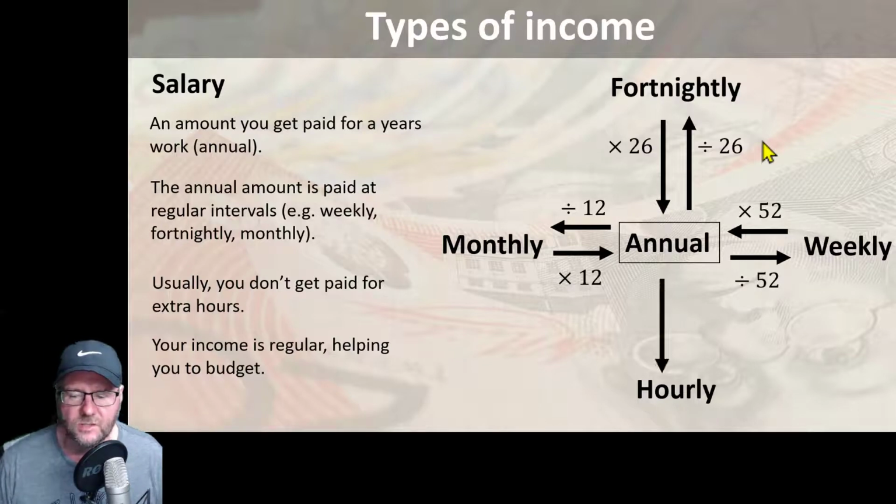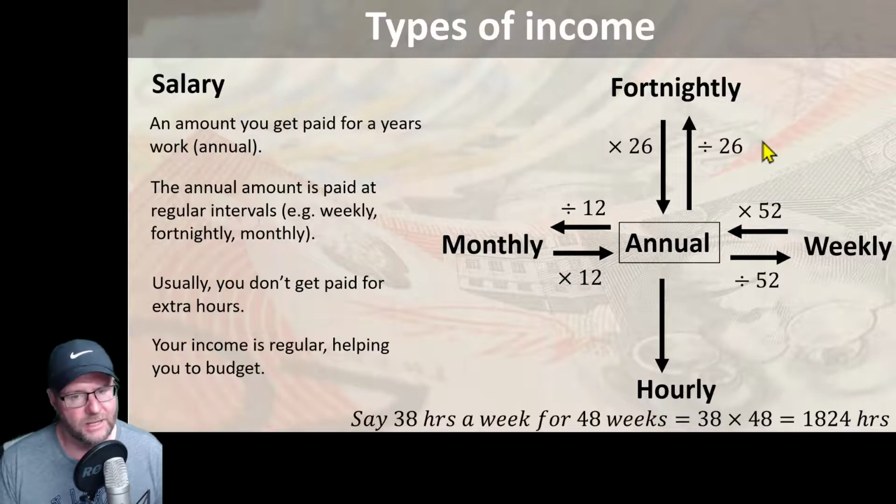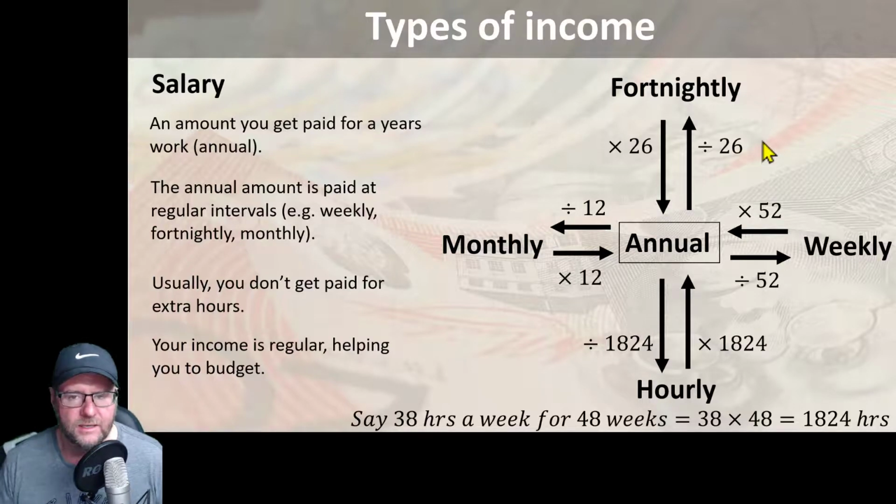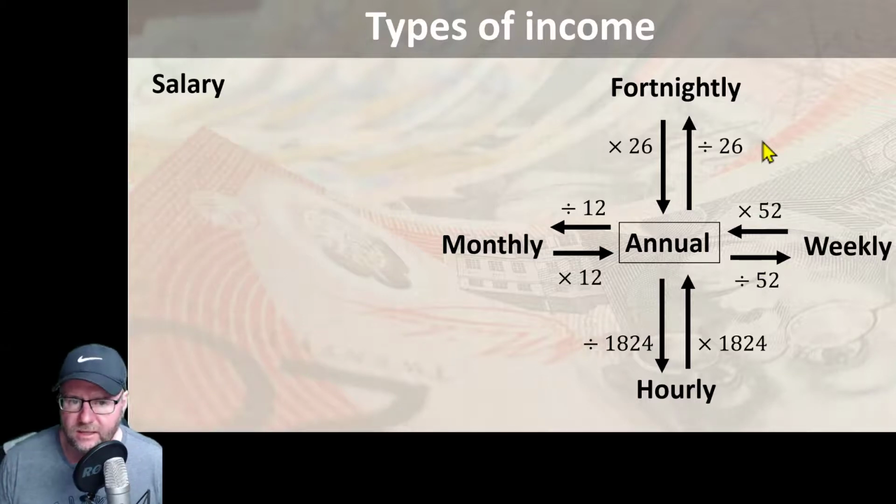Now, where it gets funky, though, is with hours. So let's have a look at the question. If I've got an annual amount, an annual salary, what is my hourly rate? Well, that is going to depend on how many hours you work, right? So if we say a 38-hour working week, and you do that for 48 weeks because you've got, say, 4 weeks of leave, I've got 38 hours times 48 weeks, which means in that year I've worked 1,824. So now I can use that number exactly the same as I've been doing the others. So you will need to work out how many hours you work in that year before you can work out your hourly rate.